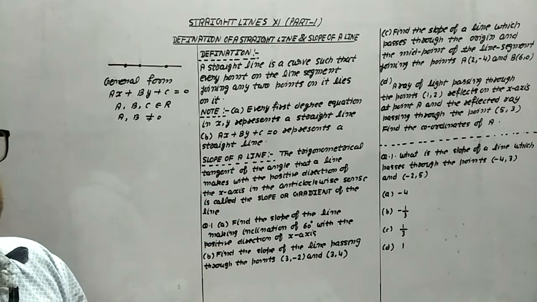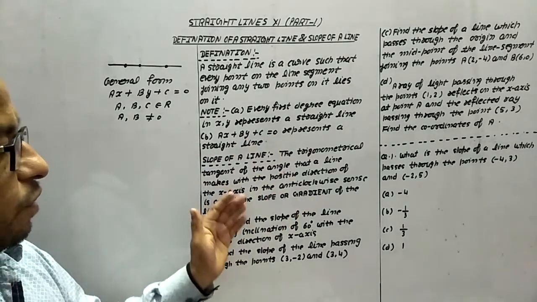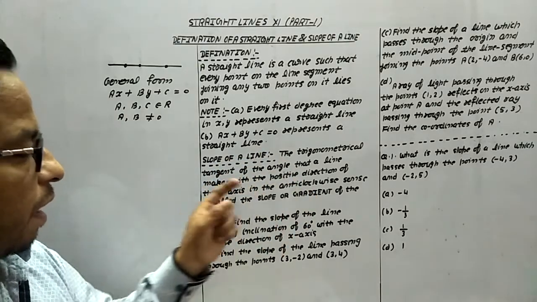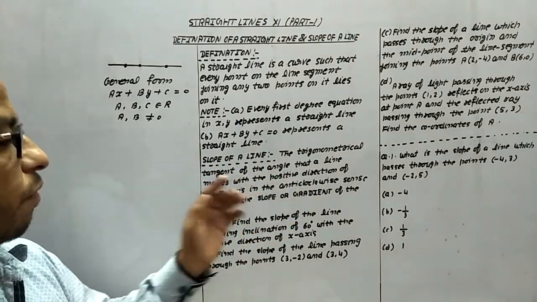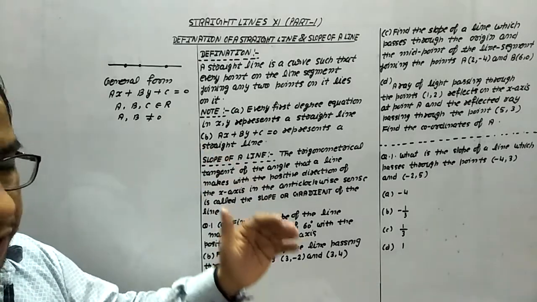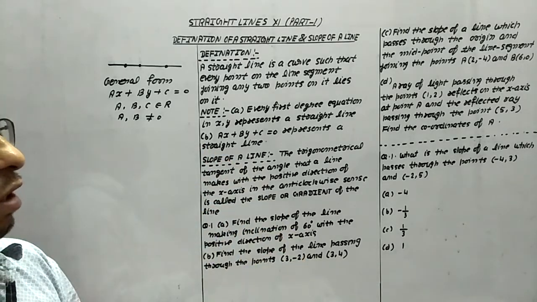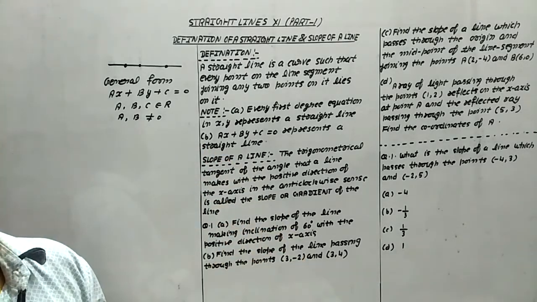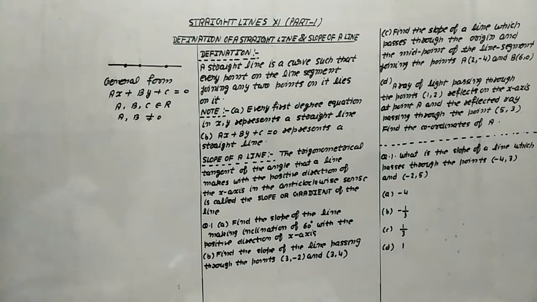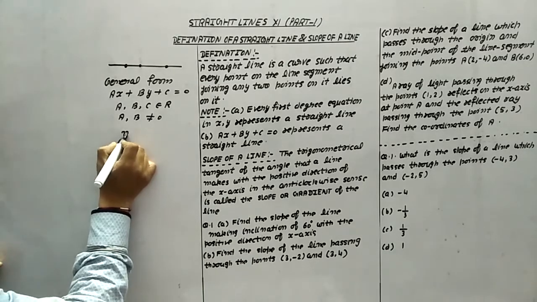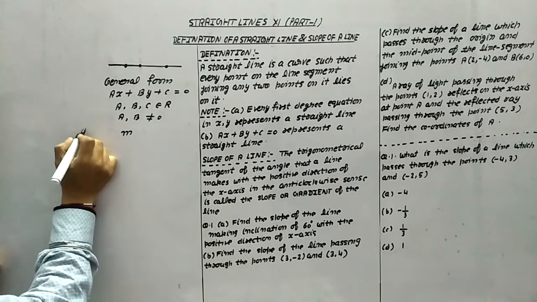Now, slope of a line. The trigonometrical tangent of the angle that a line makes with the positive direction of the x-axis in the anti-clockwise sense is called the slope or gradient of a line. And generally the slope of a line is represented by m. What is the meaning of this?